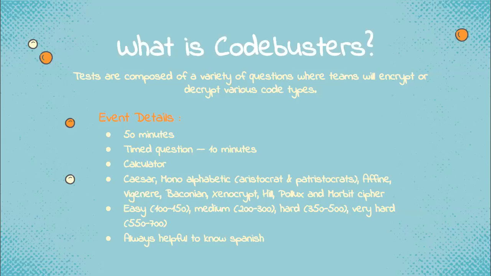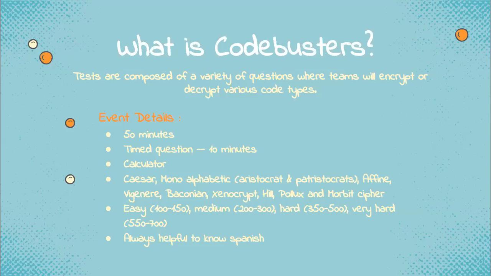Okay, so the format of the test: you have easy questions, medium questions, hard ones, and then very hard ones. The very hard ones are usually the Xenocrypt, the Spanish one, and then Patristocrats. If you know how to solve them, you're guaranteed to win. And as I said, it's always helpful to know Spanish, because the Xenocrypt carries most of the points.